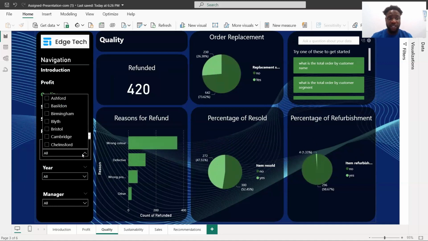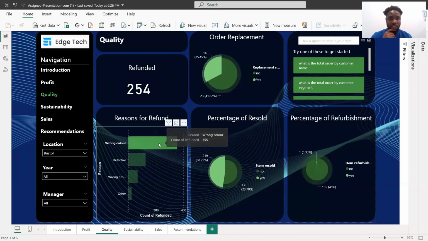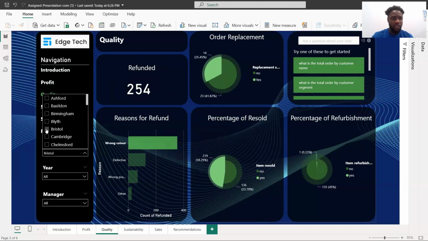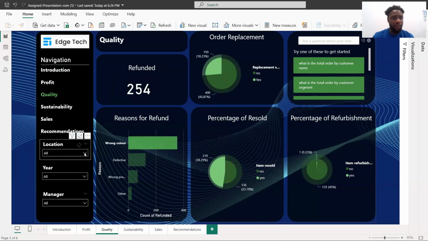You could go through the location like this, and if you click on Bristol and then click on total amounts refunded from Bristol, you see their percentage of replacement as well, which is almost 41.8%, high.